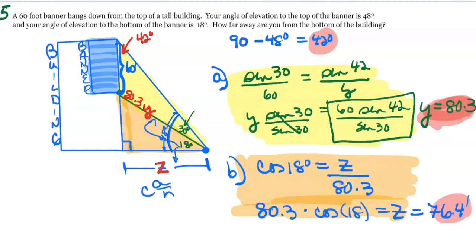So we have both of our answers. There's z, and here is the value, 76.4. Okay, this is another important problem. Make sure you understand that.